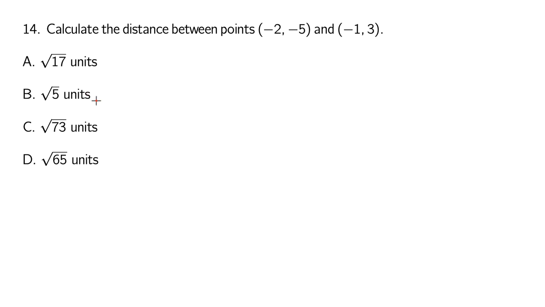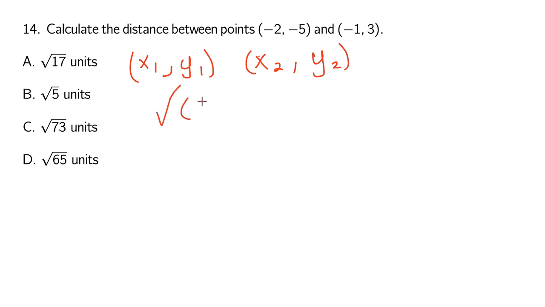Now, if you remember the formula for the distance between 2 points, when the coordinates of the points are x1, y1, and x2, y2, then the formula for the distance is the square root of x1 minus x2 all squared plus y1 minus y2 all squared, the square root of that.